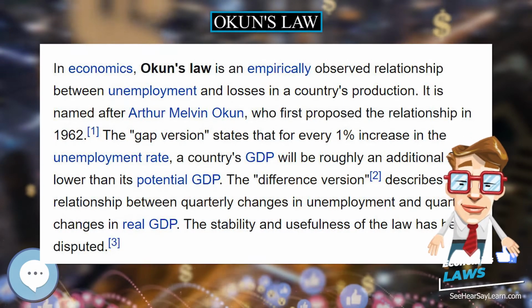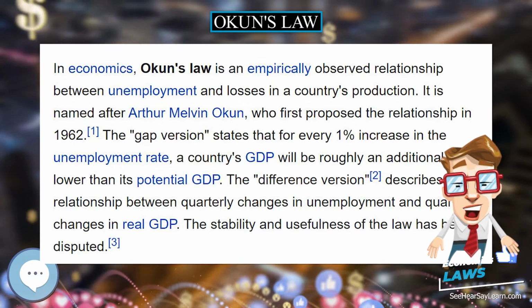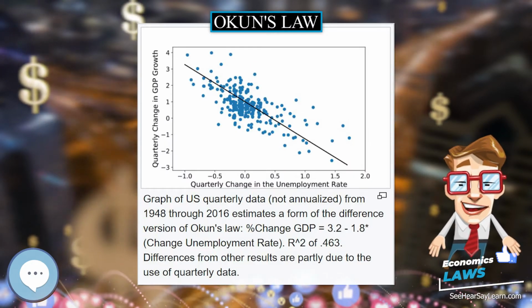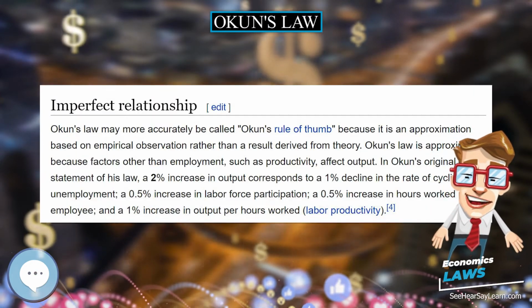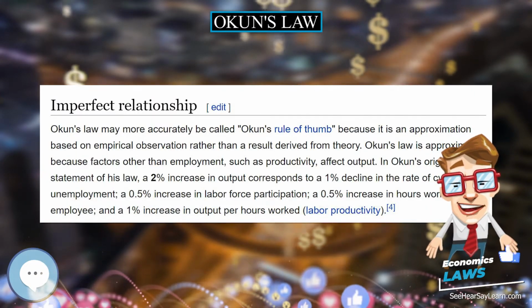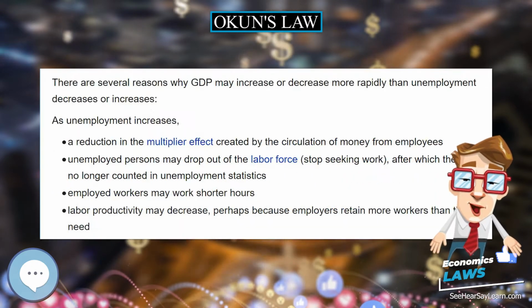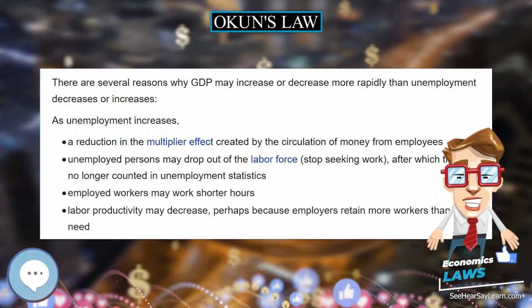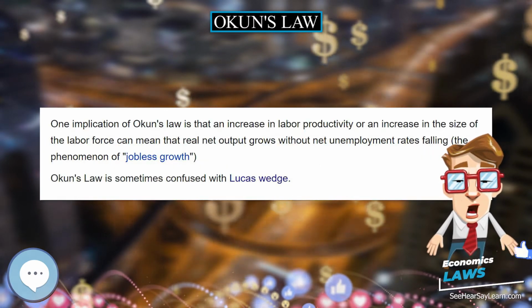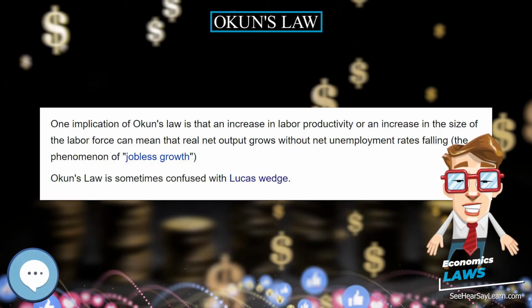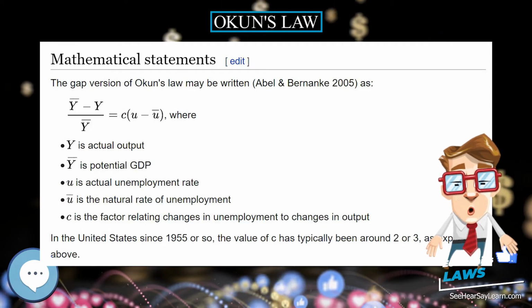Okun's law. In economics, Okun's law, named after Arthur Melvin Okun, who proposed the relationship in 1962, is an empirically observed relationship between unemployment and losses in a country's production. The gap version states that for every 1% increase in the unemployment rate, a country's GDP will be roughly an additional 2% lower than its potential GDP.